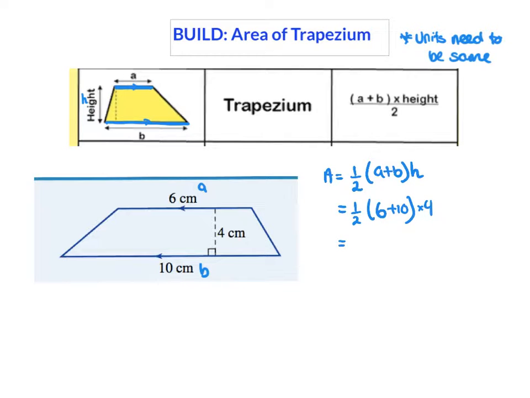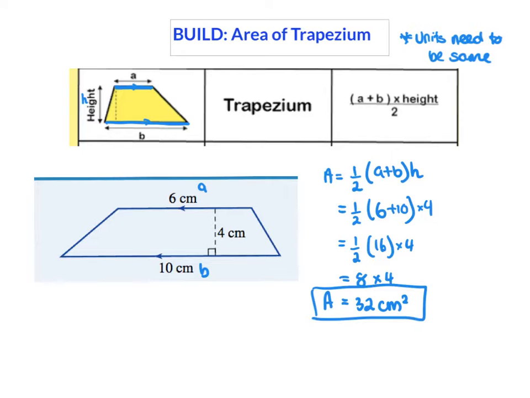You can pop it on your calculator if you want, but if we go 6 plus 10, that's 16 times 4. If you do a half times 16, that's 8 times 4, which equals 32. Now this is area, so the units will be a squared unit. So we've got area equals 32 centimetres squared.